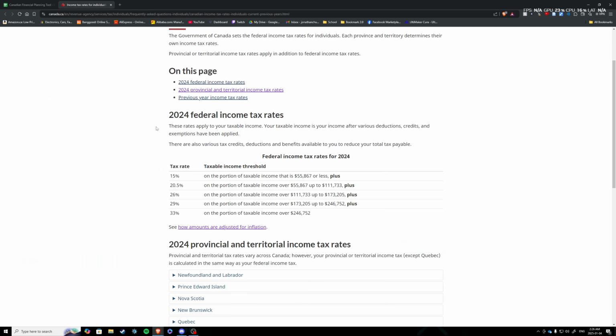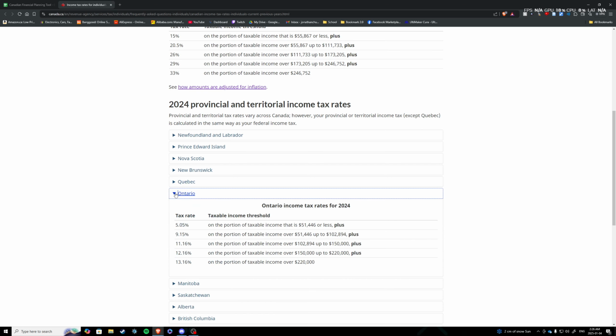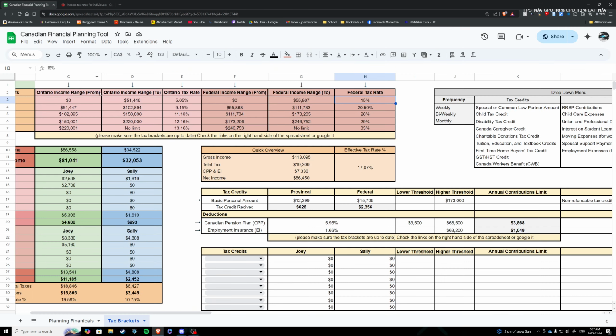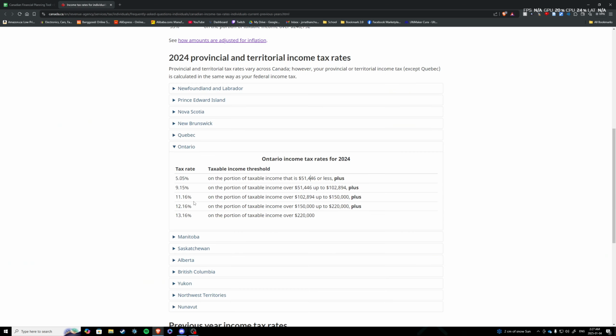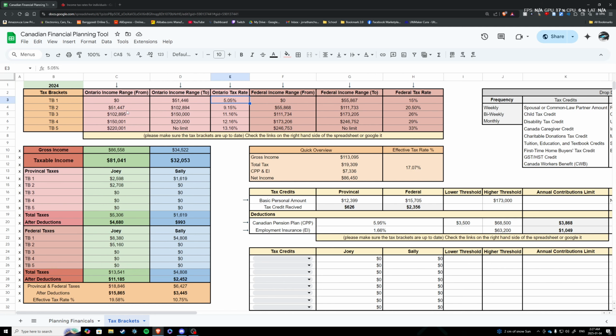So that's for federal. And now you want to scroll down a little bit to find the 2024 provincial, or whatever year you're using this to be more accurate. First tax bracket is 5.05% on taxable income that is less than 51K. Remember that information. So that's between 0 and the 51K at 5.05%. Then you just take all this information again, like how you did with the federal, and you just stick it over here for the ones that are specific to provincial.